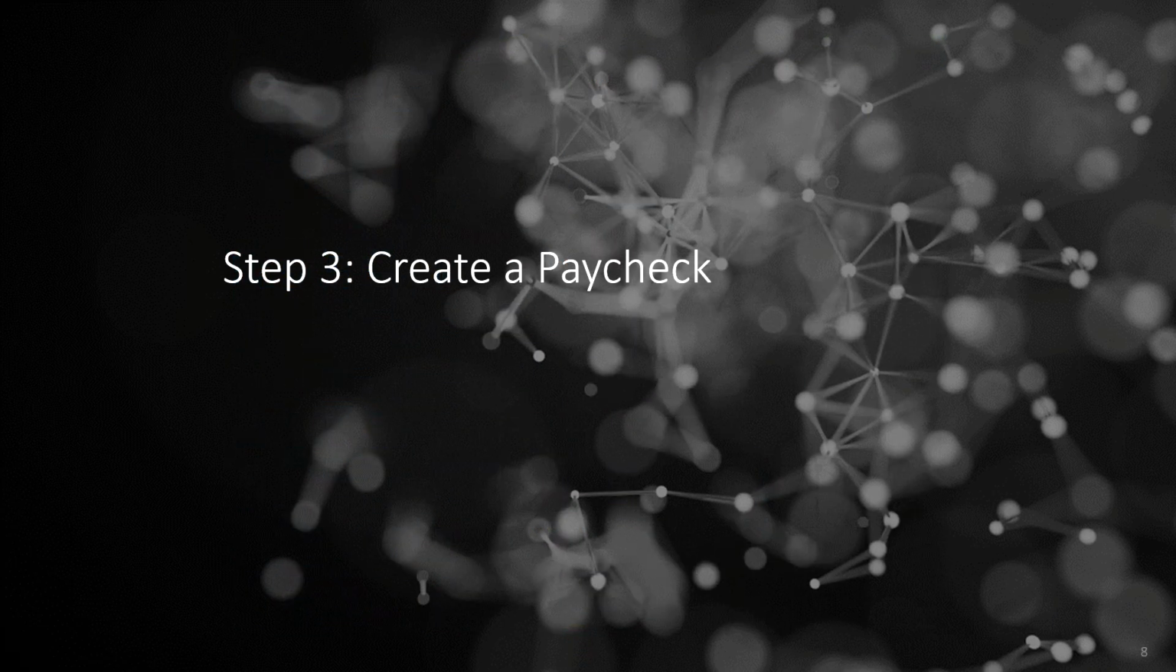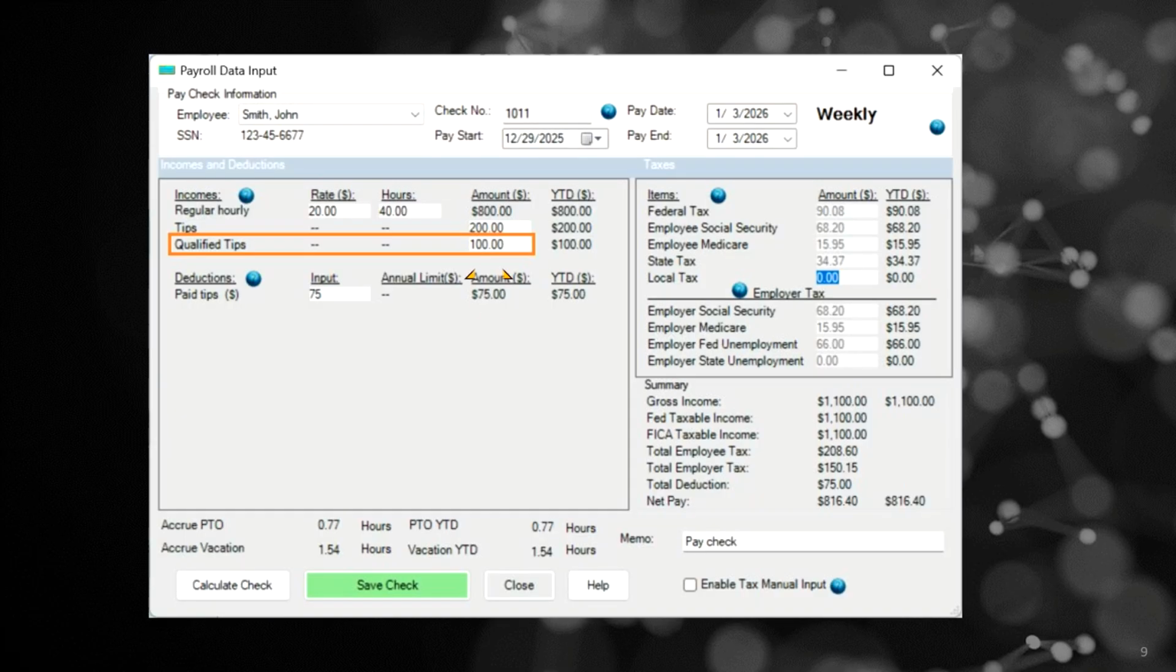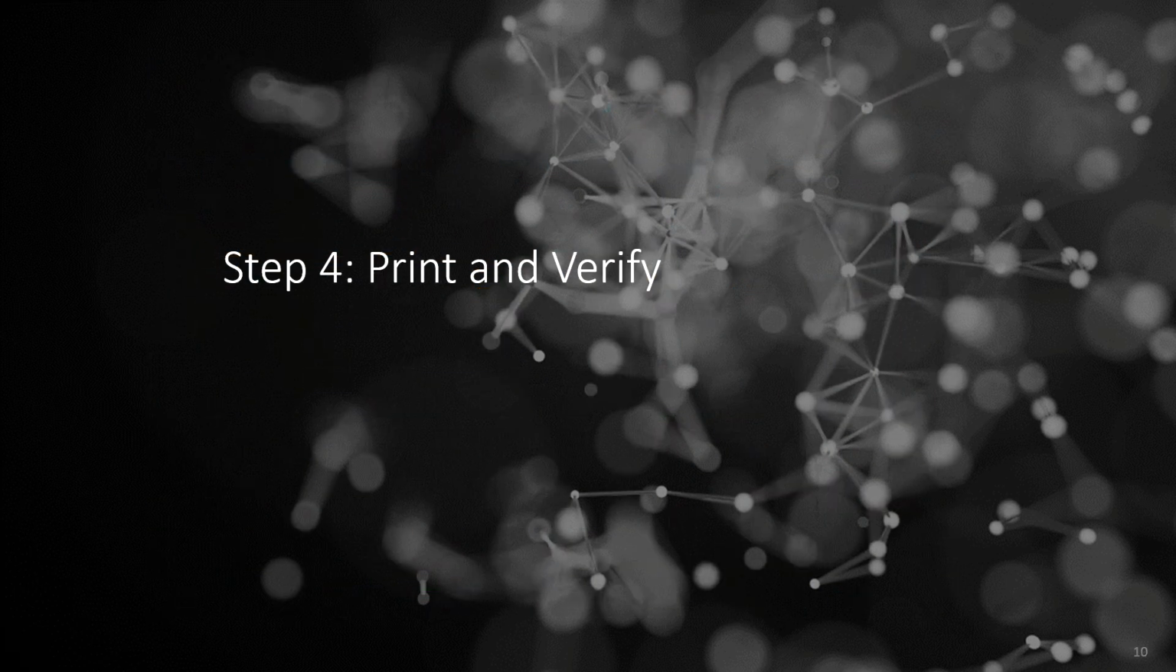Step 3. Create a paycheck. When calculating a new paycheck, enter the amount under the Qualified Tips field. If the employee has already received this cash, enter the amount under your new paid tips deduction to ensure the net pay is accurate.